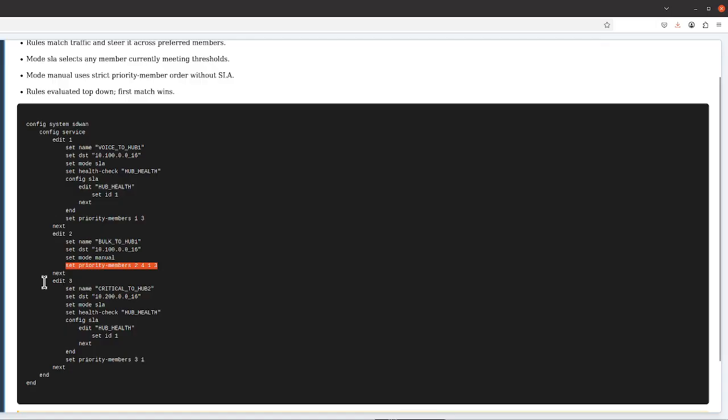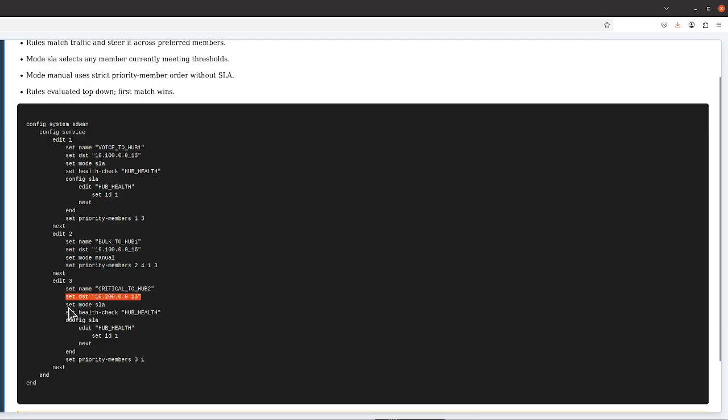The third rule, edit 3 with name critical_to_hub2, is for traffic to applications hosted behind hub2, such as the secondary data center. The set destination 10.200.0.0/16 matches the hub2 data center subnet. The set mode SLA with the HUB_health check enforces quality requirements.